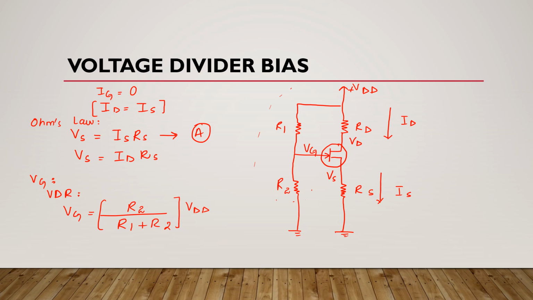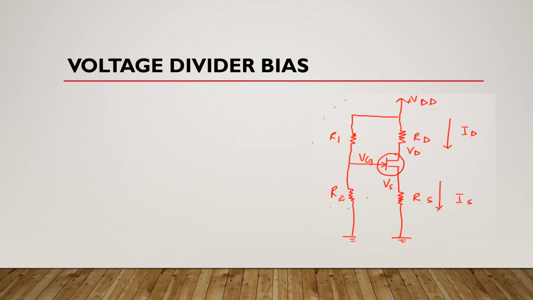Okay, now we know that gate to source voltage VGS is equal to VG minus VS. From our last slide we know that gate to source voltage is equal to gate voltage minus source voltage. Now for an n channel JFET, this gate to source voltage is negative. It means the voltage at the source must be more positive than the voltage at the gate in order to keep the gate source junction reverse biased.